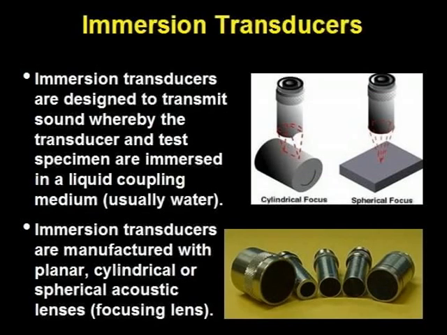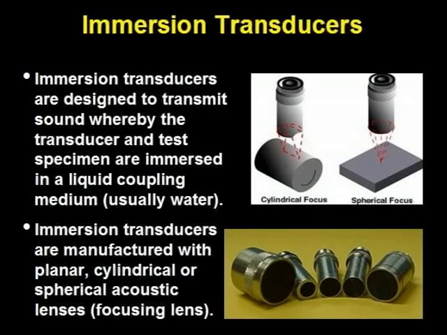A cylindrical lens produces a beam which is focused to a line at some focal distance from the transducer. A spherical lens produces a beam which is focused to a point at the focal distance. This focusing of the sound beam improves the sensitivity of the transducer to small defects.